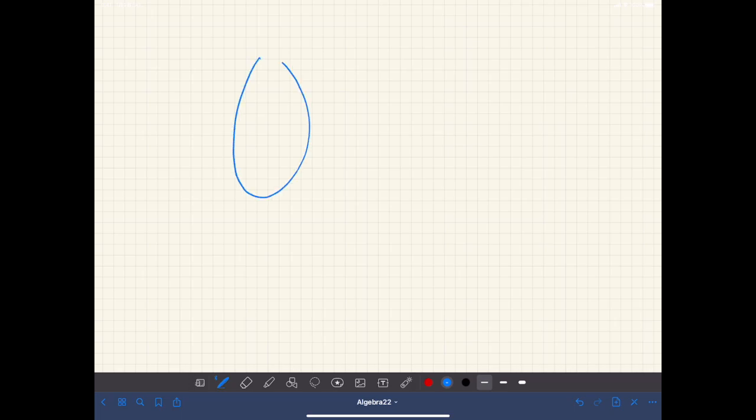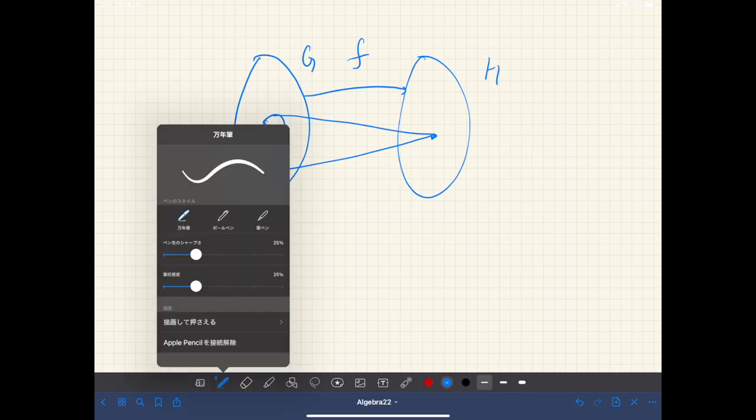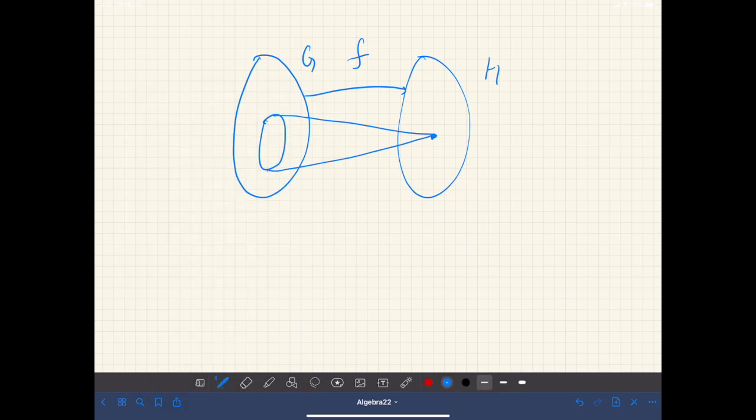Suppose we have two groups, G and H, and a homomorphism between these two groups, F. Then we can define the kernel of this mapping, this homomorphism F. That is all the elements of G that are mapped to the identity element of H. Okay, so this is called the kernel of F. And this is a normal subgroup of G.